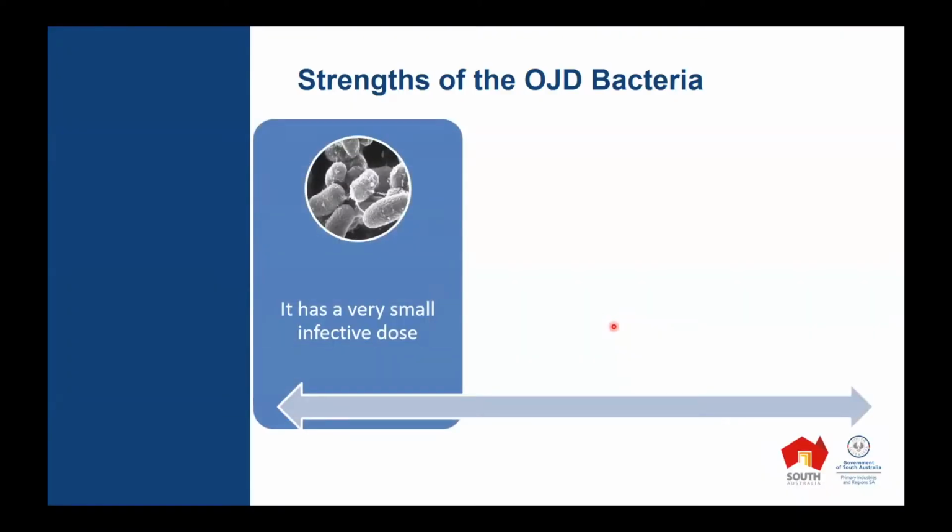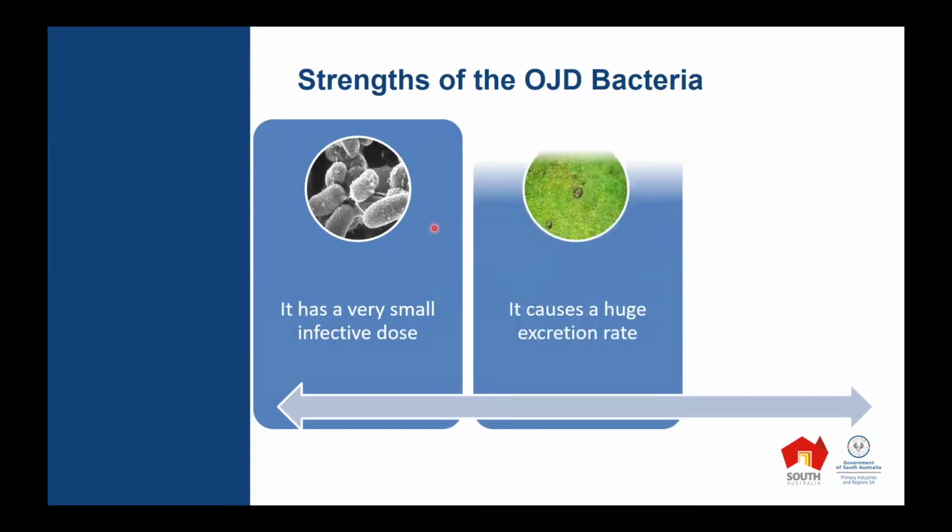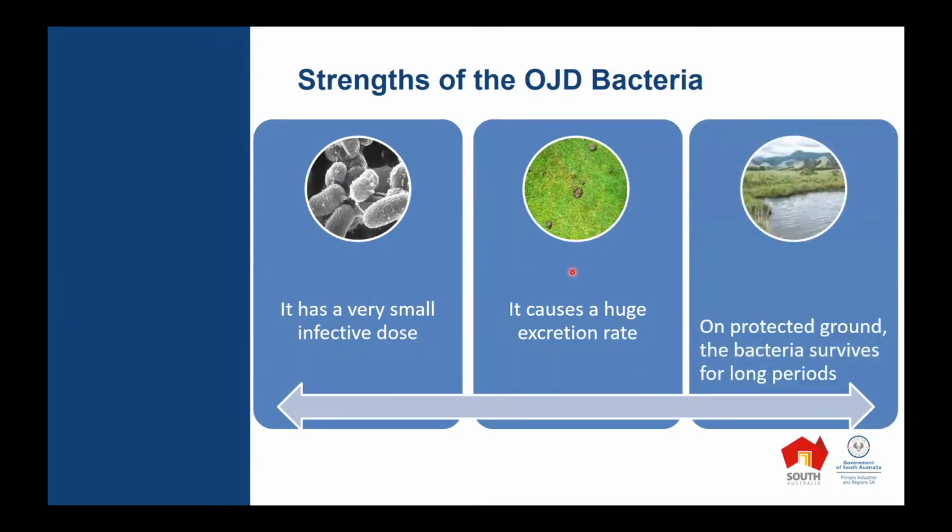The OJD bacteria does everything slowly, but has a very small infective dose. So you don't need very much actual bacteria to cause disease in an animal. It doesn't have to ingest very much bacteria. But an infected animal sheds a huge amount of bacteria in its feces. So consequently, you don't need very many infected animals to enter a mob of sheep to expose the whole mob to disease. And the other thing with that bacteria is it lasts a very long time on the ground.